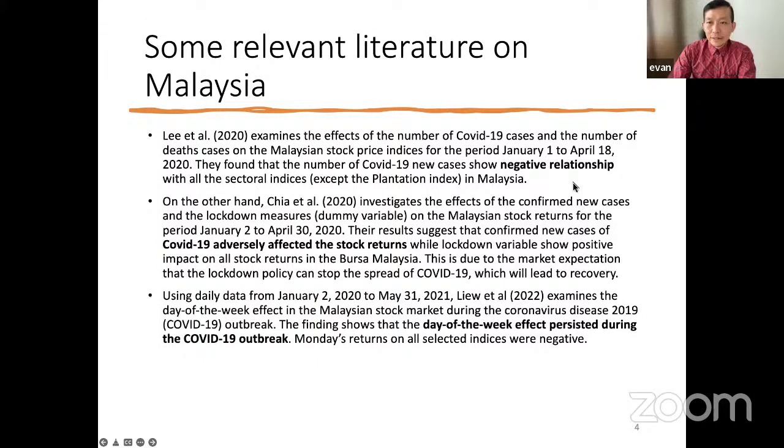Here in this sense, we have a negative relationship, adversely impacted. And the latest study, published in the Singapore Economic Review in 2022, is about whether there is a day-of-the-week effect on the stock market. Liu et al. found that there is a significant day-of-the-week impact, and the Monday returns of all the selected indices were negative, meaning they were negatively impacted by COVID. All right, that's the storyline, that's the motivation behind it.